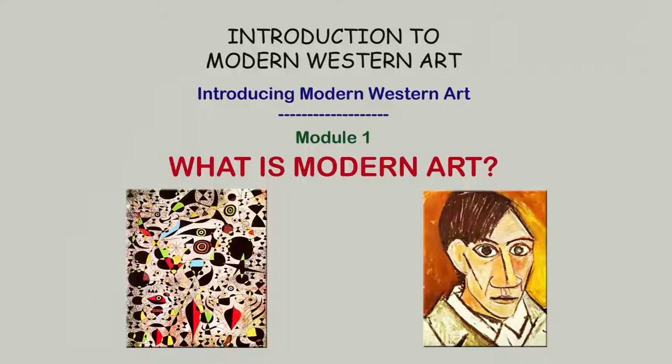In this week, the first week, we shall be introducing you to the various aspects of modern Western art. We'll try to define what is modern art. We'll try to see also what has gone before the modern art, and also at the end of this week we'll try to identify the moments which are supposed to be the beginning moments of modern Western art.